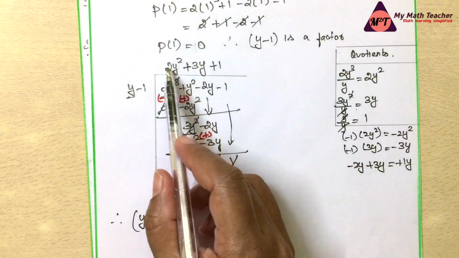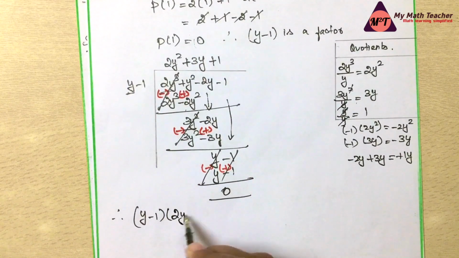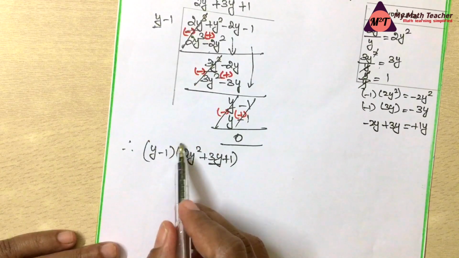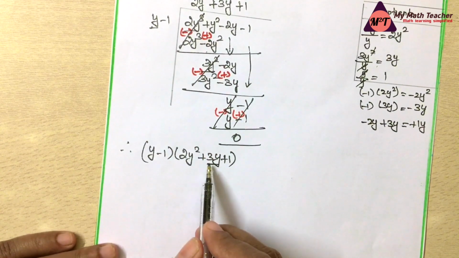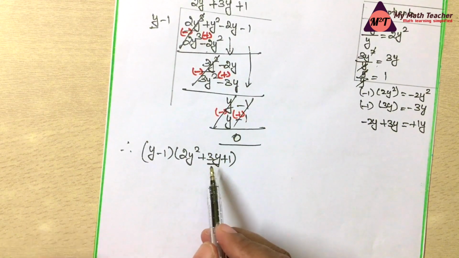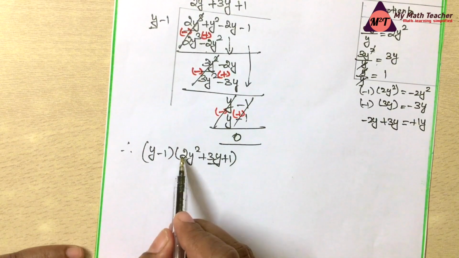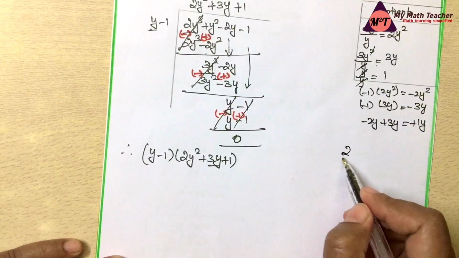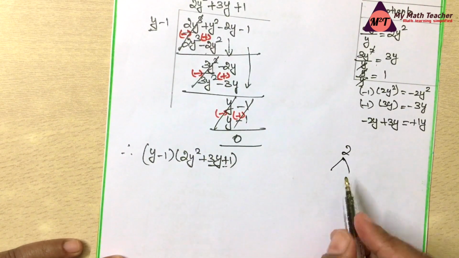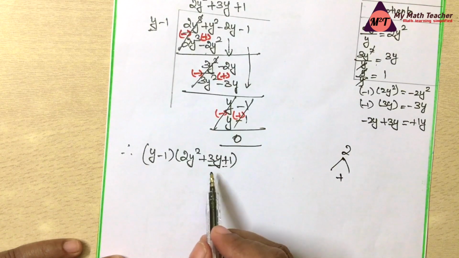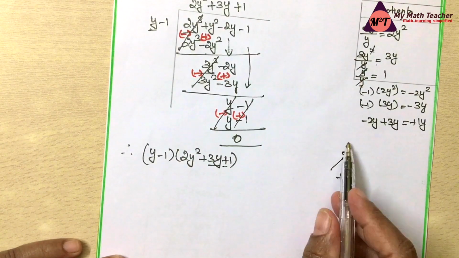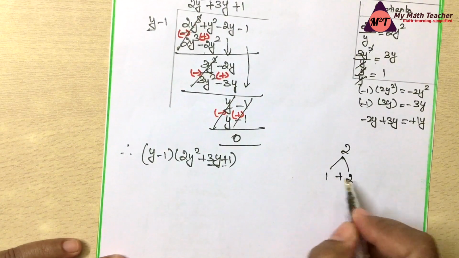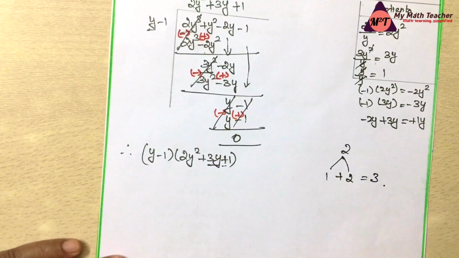Now consider the quotient, which is 2y square plus 3y plus 1. This is the next factor. Since the leading coefficient is other than 1 here, you have to split the middle term. So how to do this? Multiply the first number and the last one: 2 ones are 2. Now consider the sign, which is plus. You have to think of two numbers which, when you multiply, give 2: 1 two is 2, or 2 ones are 2. When you add, you will get 3. Yes, these are the two answers.